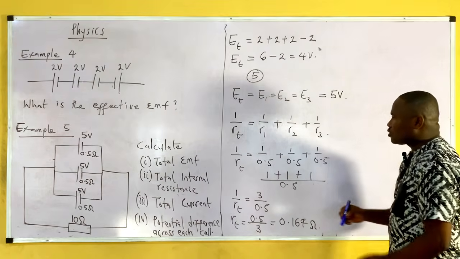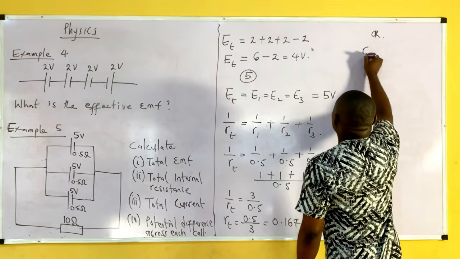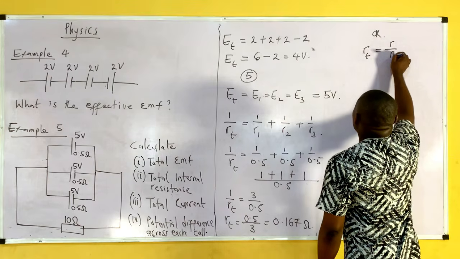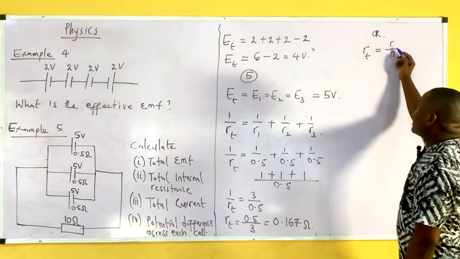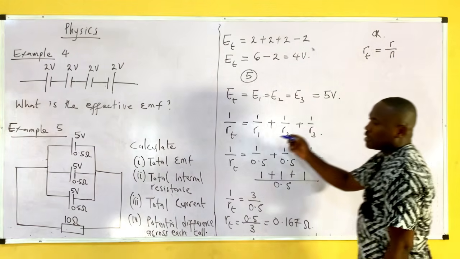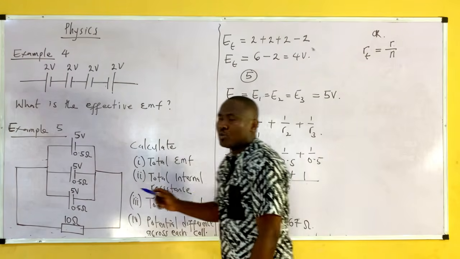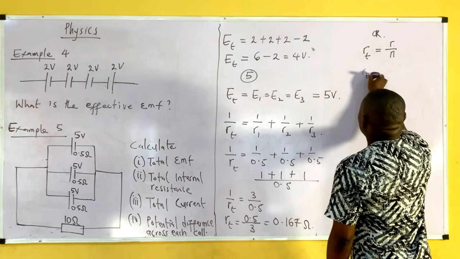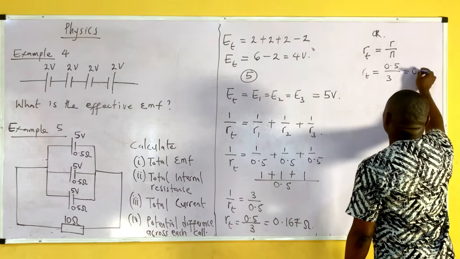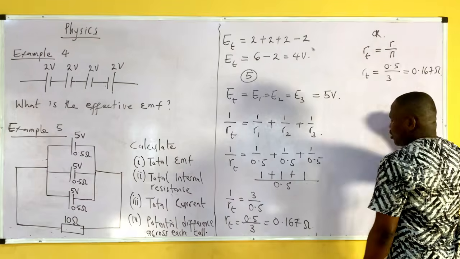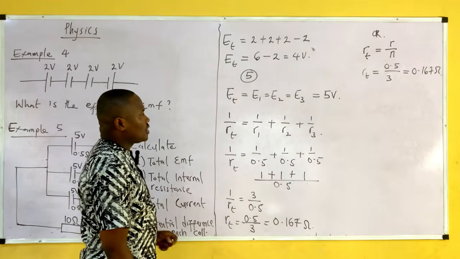Now, this can also be solved, or resistance total equals r over N. What is my small r? My small r is the internal resistance. N is the number of what now? The number of batteries we have. 1, 2, 3 is our number of batteries there. So my r total is equal to 0.5 over 3, which is the same as 0.167 ohms. That can be another way you can quickly solve it instead of following this procedure.